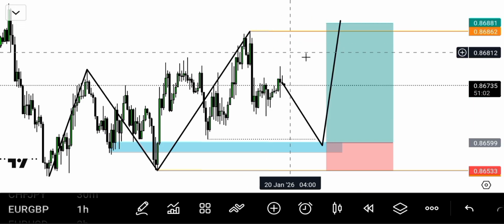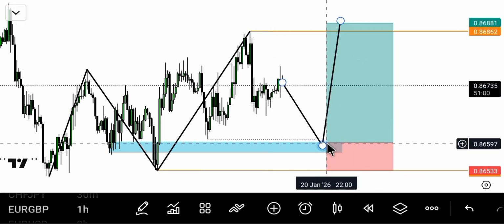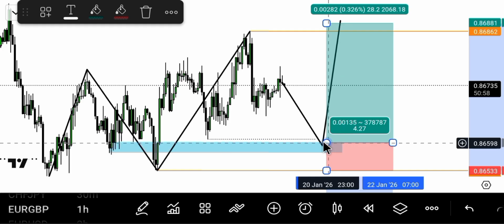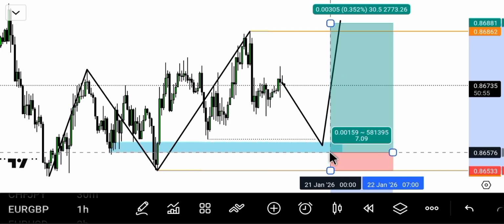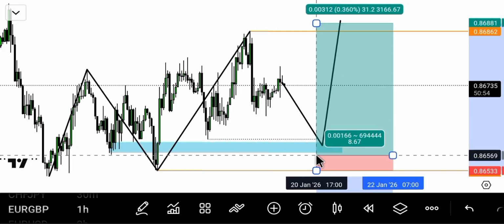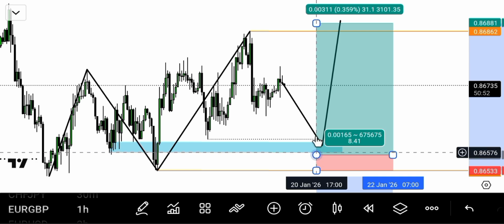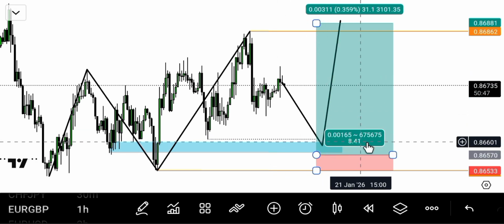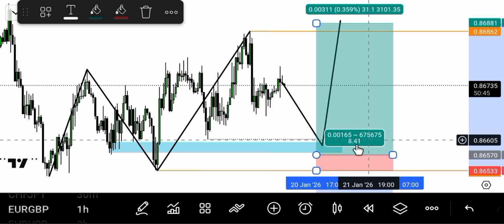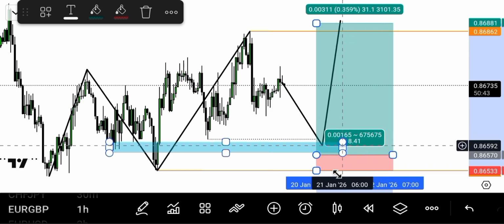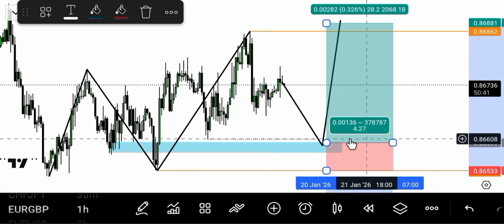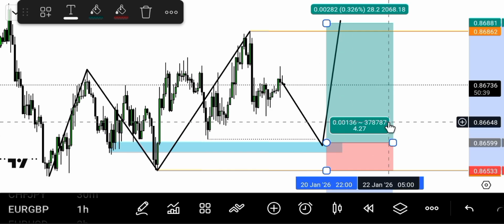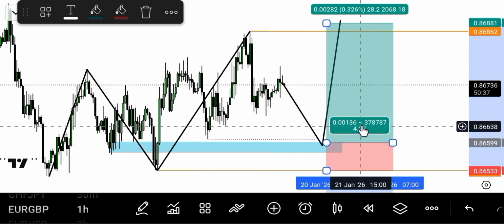It's external range liquidity. And if you want a tighter stop loss, if you want a bigger risk to reward, you can move your entry, you can lower your entry. Once you lower your entry, you are reducing the chances of you getting triggered, but you are increasing your risk to reward. What do I mean by that? As you can see, when we had our entry at this point, we had a risk to reward of 4.27R, which is about 4R.